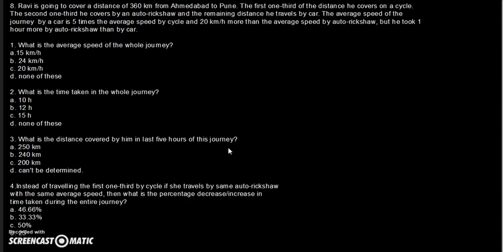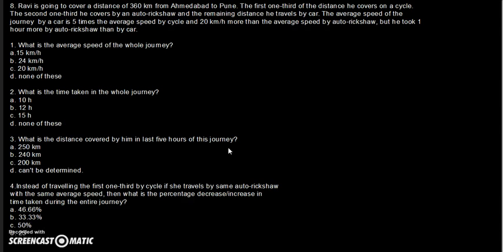Today we'll take a tougher question and try to see how we should approach to solve this kind of questions. Ravi is going to cover a distance of 360 km from Ahmedabad to Pune. The first one-third of the distance he covers on a cycle. The second one-third he covers by an auto rickshaw, and the remaining distance he travels by car.